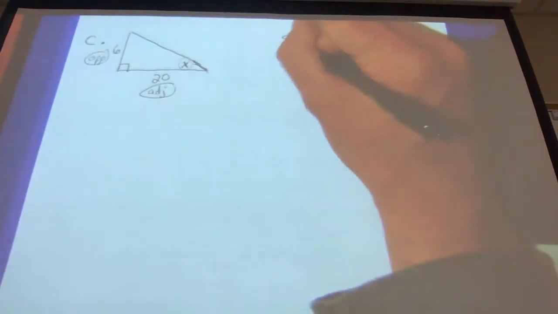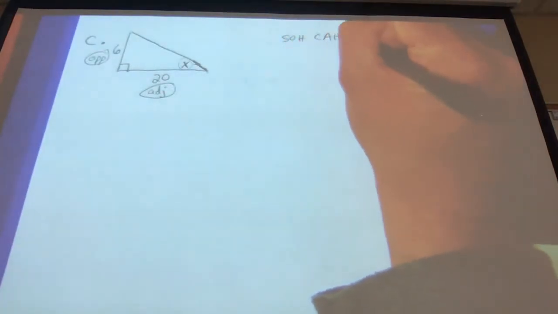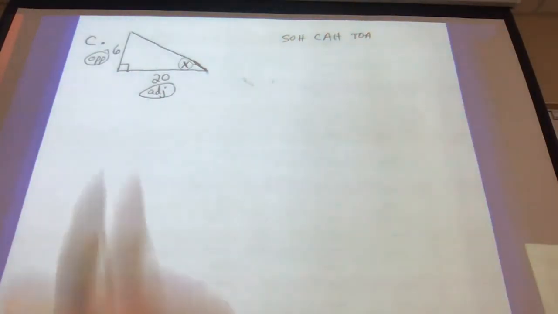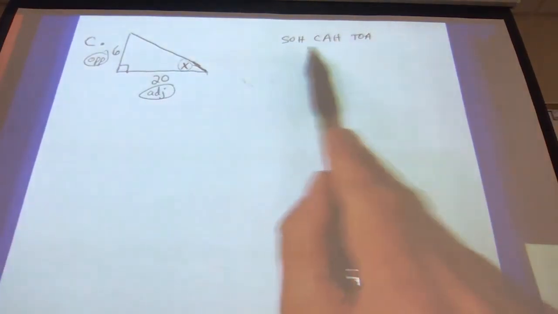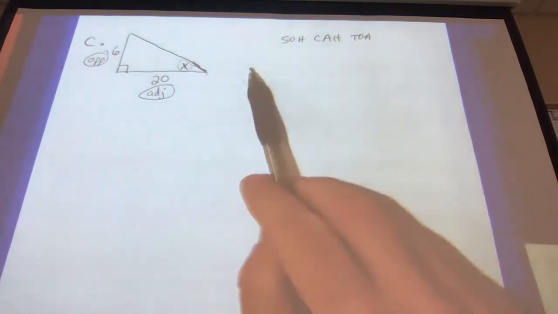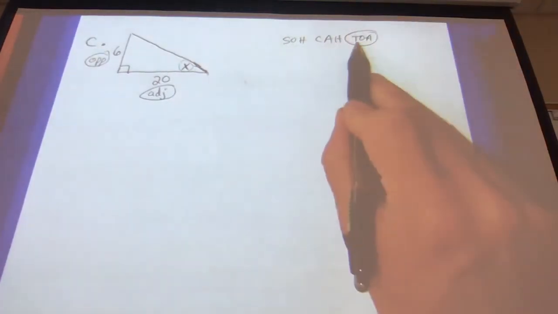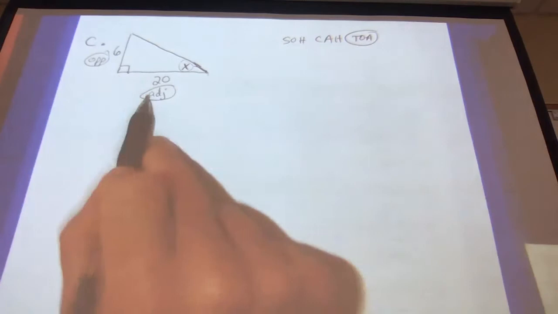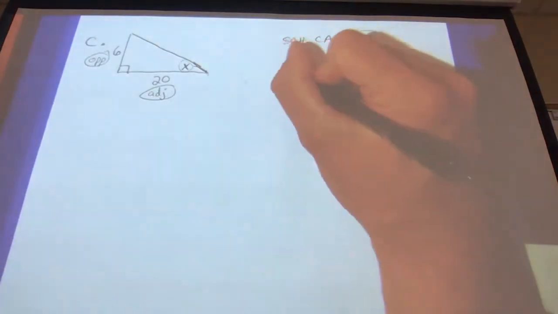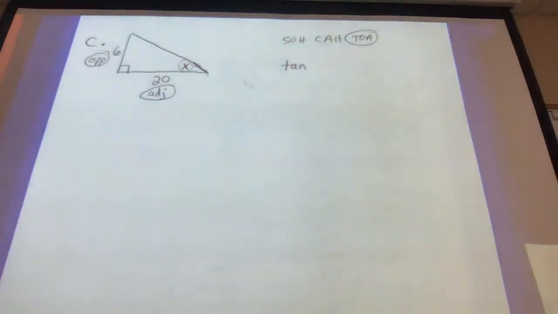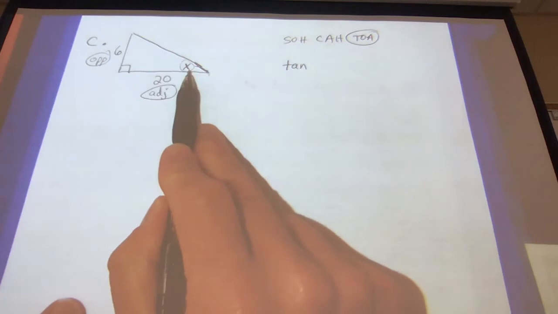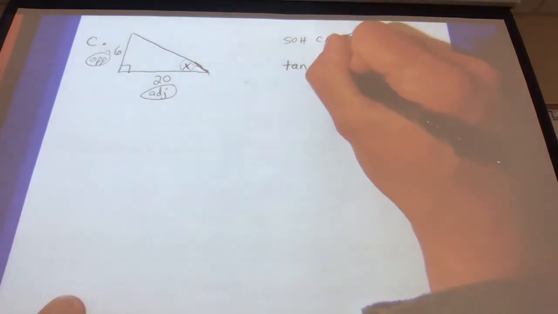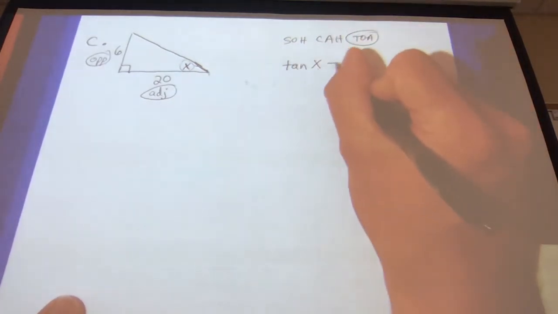So now we can go to SOHCAHTOA. On our picture here, we have the opposite side and the adjacent side. Which trig function are we going to use for that? Tangent. Tangent is opposite over adjacent. We'll start off the exact same way. Behind the tangent goes the angle. The angle in this case is x, and that's the variable we're going to solve for.